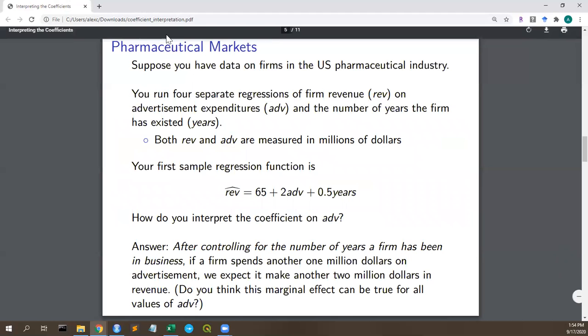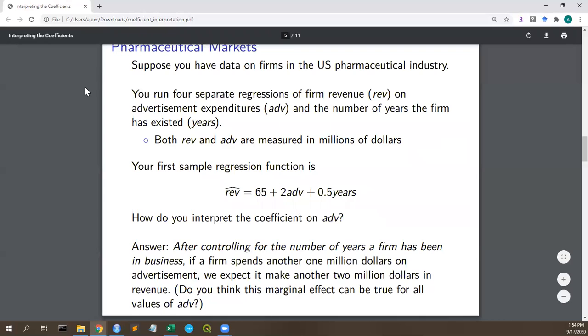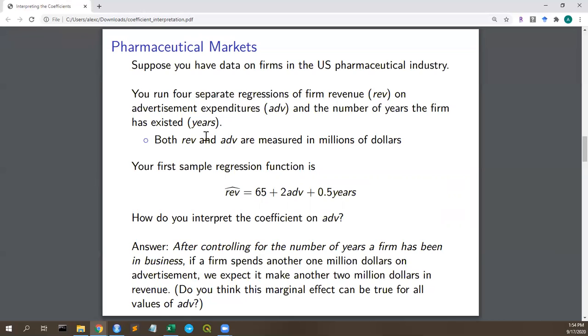So here's an example of a pharmaceutical market. Some regression was run, and we have the firm revenue, call it rev, and we have advertisement expenditure, advertisements, and the number of years the firm has existed, which we're going to call years. Rev and advertisements are both measured in millions of dollars. First we're going to run the regression in levels, so just Y and X, totally normal.